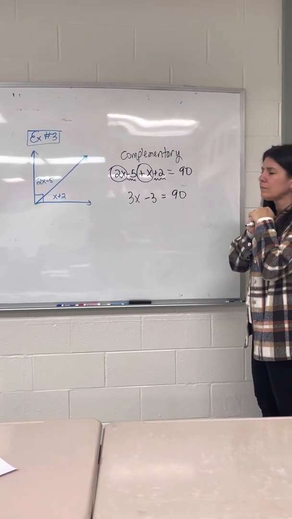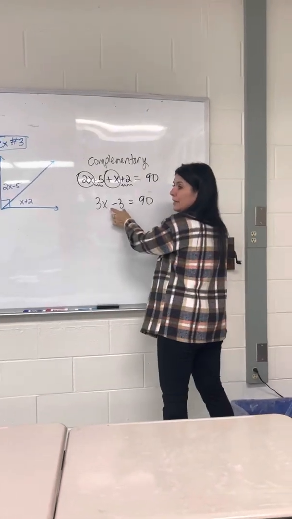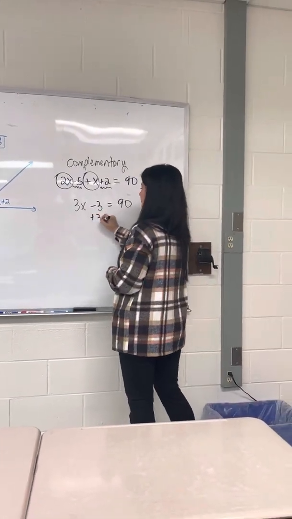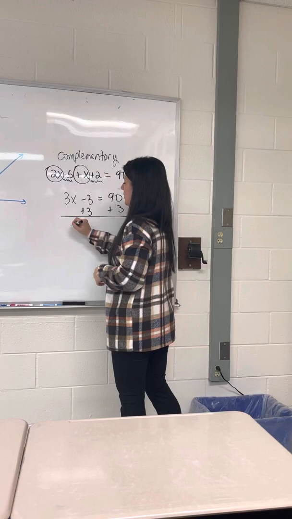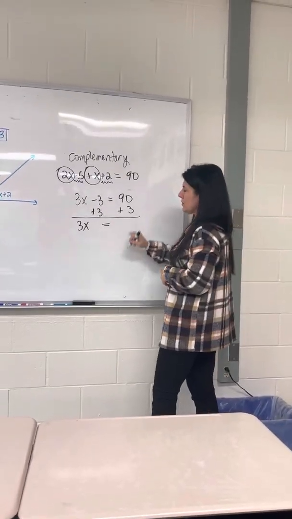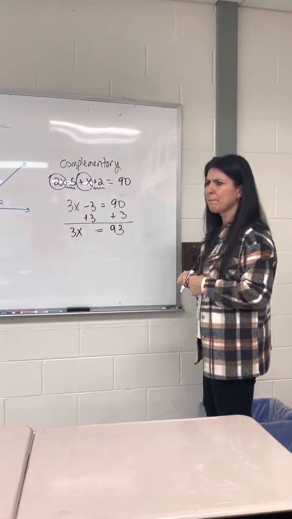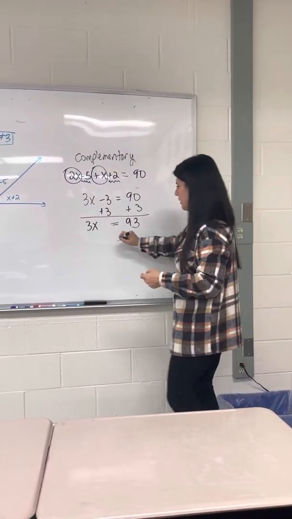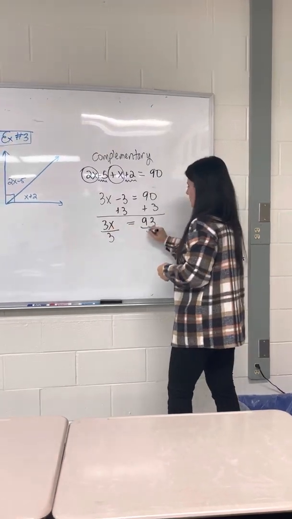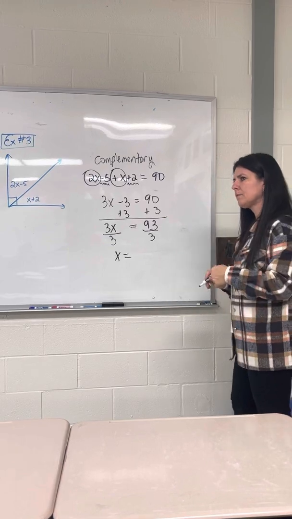Would you add 3? Exactly. We want to get rid of the plain number first. We're going to get rid of the 3 by adding. Bring down my 3x. Bring down my equals. Add on this side and I get 93. It's my last step. You divide by 3. Good. Anybody know what this is off the top of your head? 31. Good job.